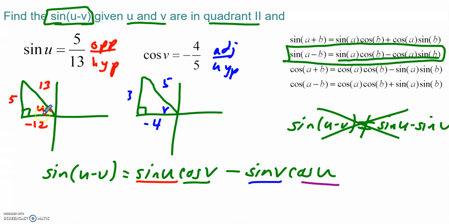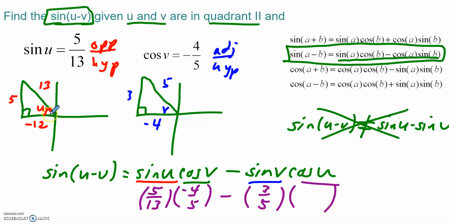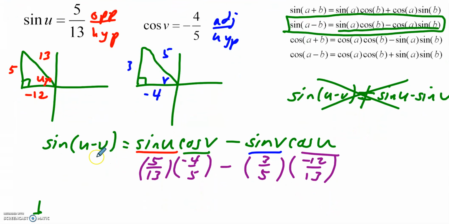Sine of u, if I look at angle u here, is opposite over hypotenuse. So it is really 5/13. If I find cosine of v, now I'm looking from this reference angle. Cosine is negative 4/5 minus sine of v is 3/5. And lastly, cosine of u is negative 12/13. So even though I did not know specifically what the angles were, I do know what the ratios are.